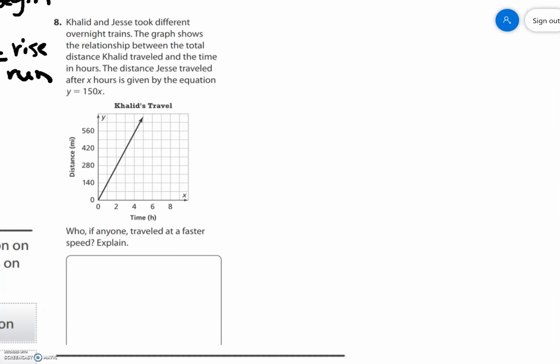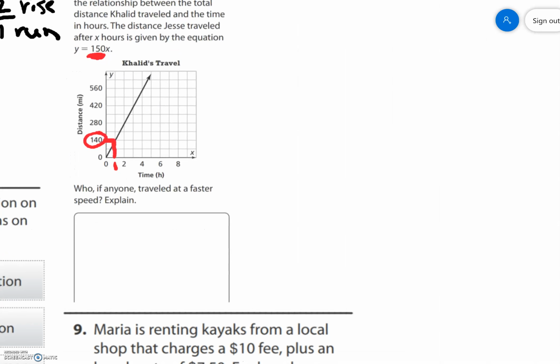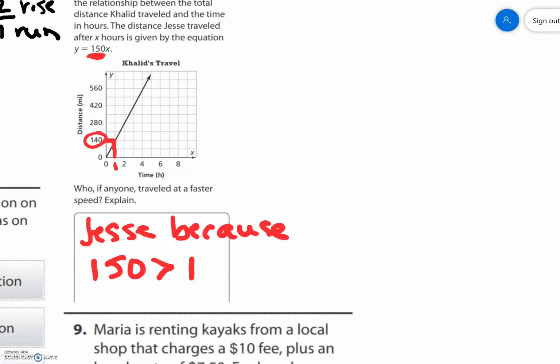Number 8. Khalid and Jesse took different overnight trains. The graph shows the relationship between the total distance Khalid traveled and the time in hours. The distance Jesse traveled after x hours is given by the equation y equals 150x. So Jesse's travel is at 150. That's his rate. Khalid's we have to find. Well, how much did he go in 1 hour? He went 140. So who traveled at a faster speed? Jesse, because 150 is greater than 140.